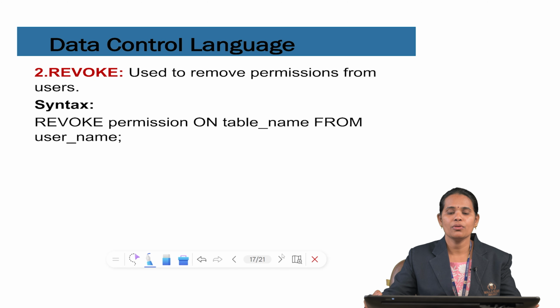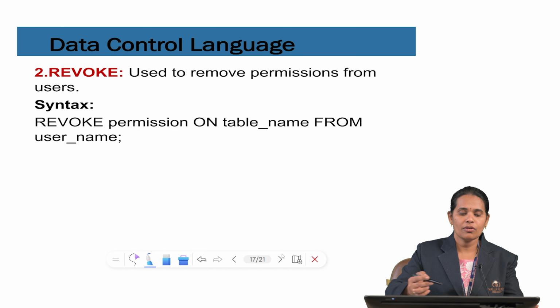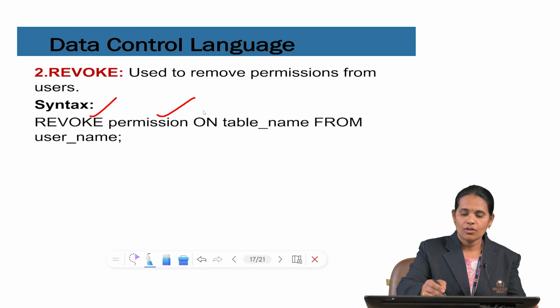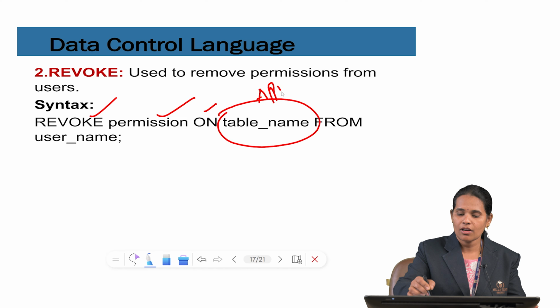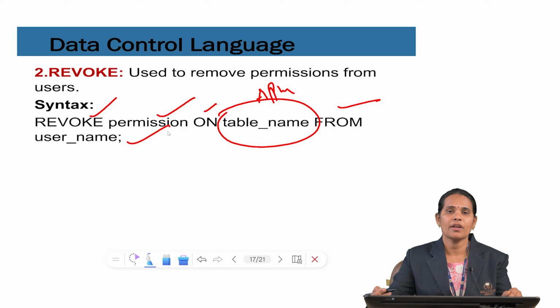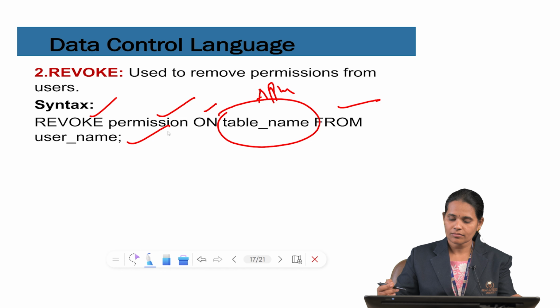Revoke is used to get back permissions from the users or remove the permissions from the user. The syntax for that is revoke permissions on the table name, alpha, from the username. It means we are getting back permissions from the particular user.